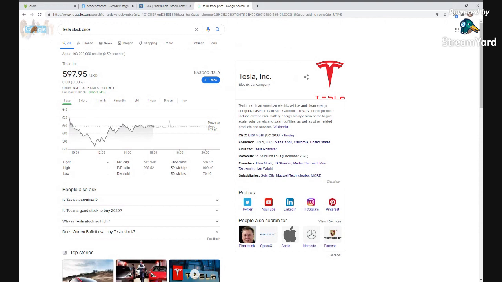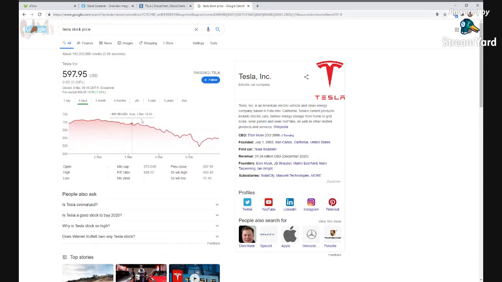Okay, so it's up $8 pre-market, but let's see if it drops more today. You can see over the 5 days it dropped, dropped, dropped, dropped, but it might be starting to recover. But you see over 1 month it's dropping. 6 months, you can see that it's dropping, dropping, dropping.